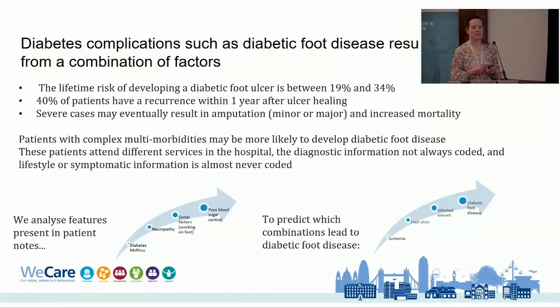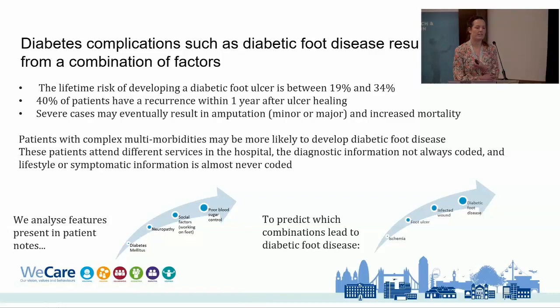My background's not clinical, but I'll tell you a little bit about the use case that I've been tasked with at Barts Health. We know that diabetes can lead to lots of complications, and one of the complications we're really interested in is diabetic foot disease. Patients who come into the hospital with diabetes often have complex multimorbidity, really complicated previous medical history. We want to understand what combination of factors in the previous medical history means that they're most likely to go on to develop diabetic foot disease.